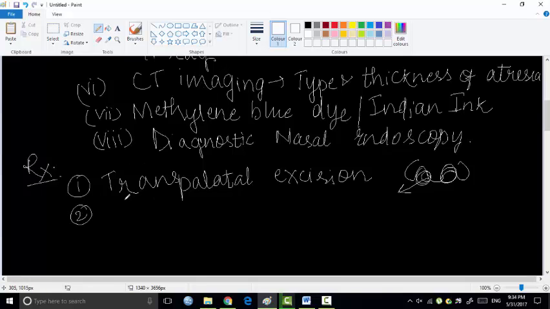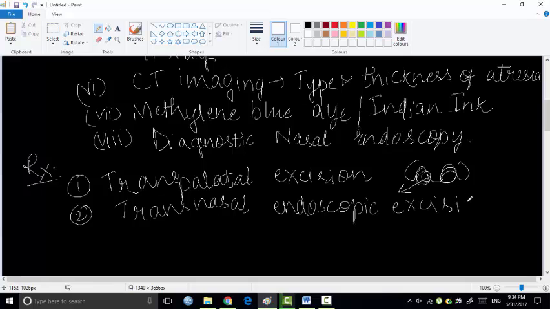The second one which you can do is transnasal endoscopic excision. Even here you are excising it, but transpalatal excision is through the palate. You will be going through the soft palate, but here you will be going through the nose, and it is endoscopic excision. It is not a full open surgery. It is excision through endoscopy, and then you do stenting, right?